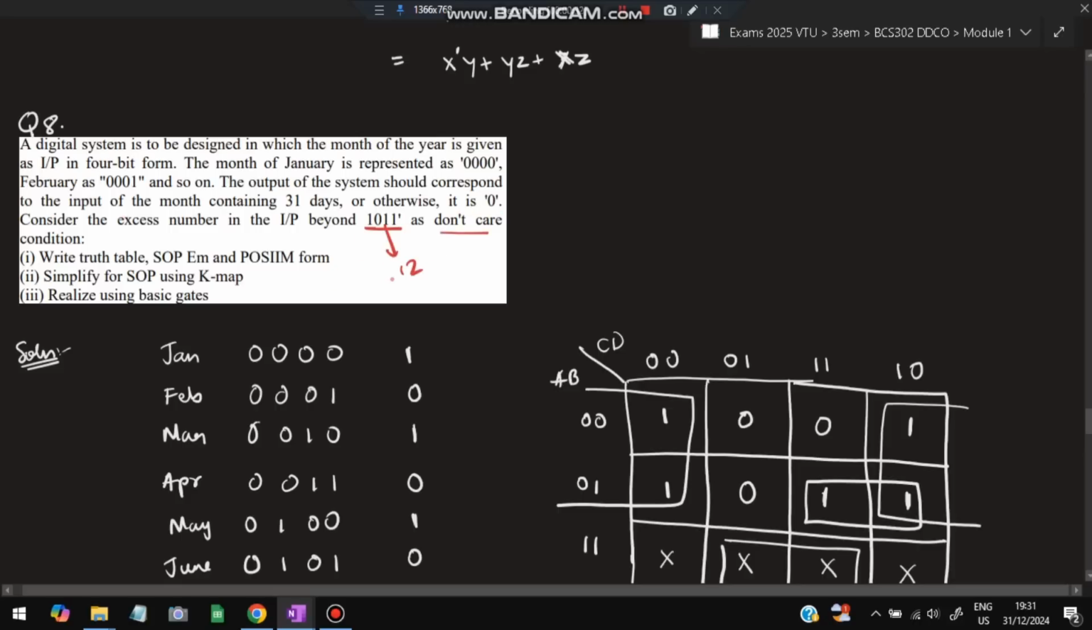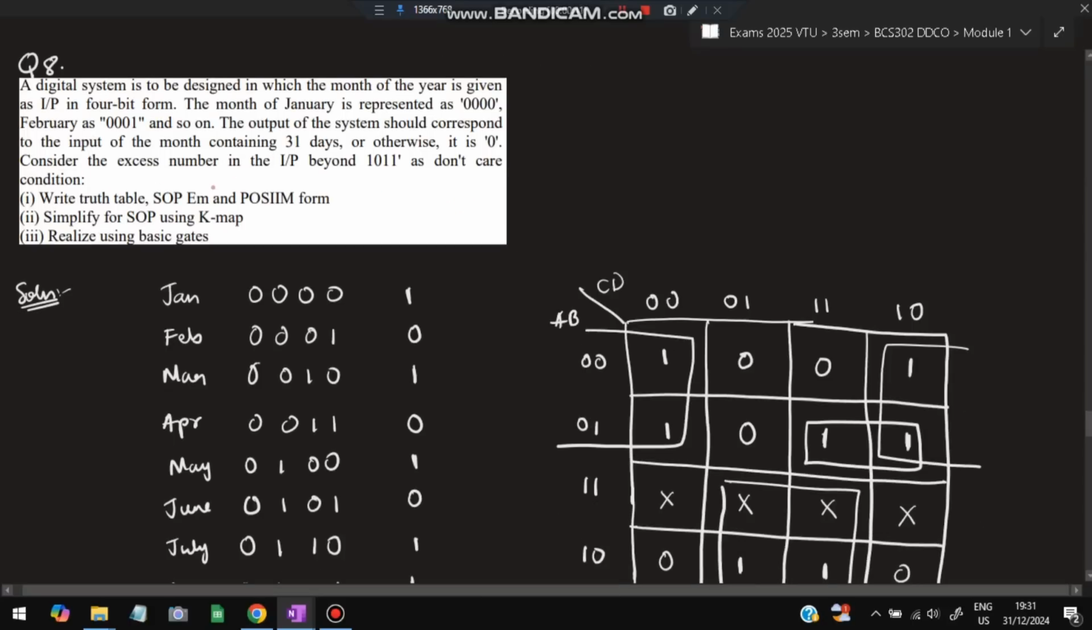1011 is 12, only 12 months are there. What about 13, 14, 15? These will be don't care, so they will be x values. Okay, so write the truth table first, then find out the SOP, then find out the POS, and simplify the SOP using K-map and realize it using basic gates.